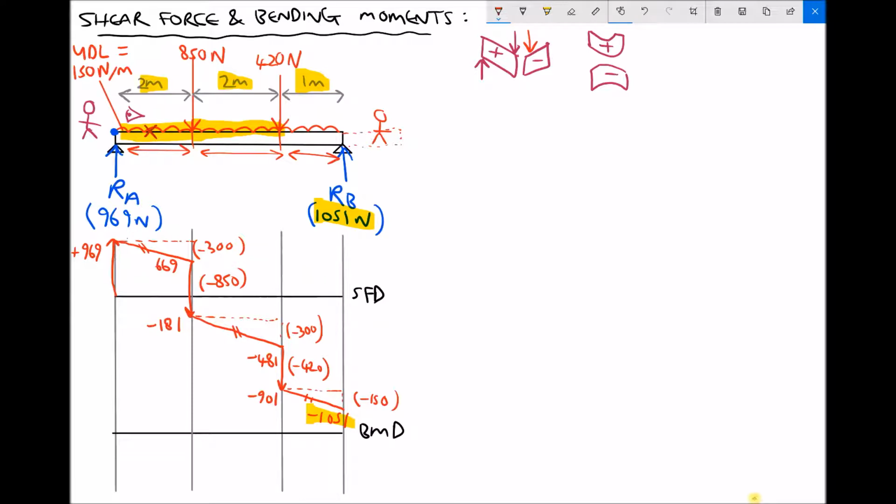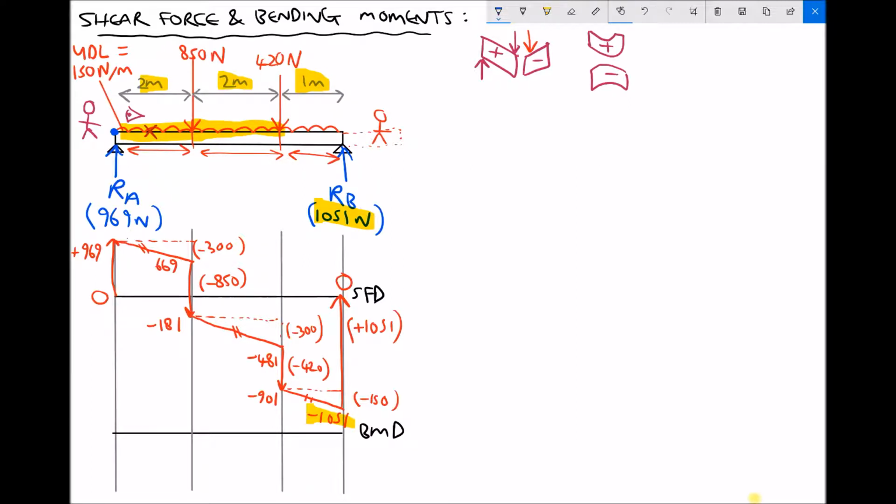And as we mentioned in the previous tutorial, that force will always return us to the 0 line. So we began at 0 on the left hand side, a shear force of 0, and we returned to a shear force of 0 on the right hand side. The reason for that was because the sum of the forces pushing downwards equals the sum of the forces pushing up. My final operation there then was plus 1051, taking me back to 0.